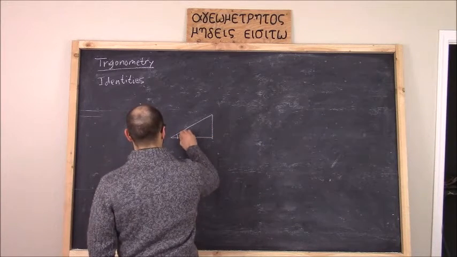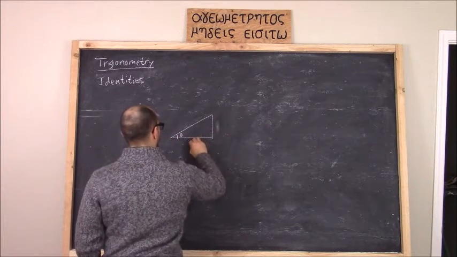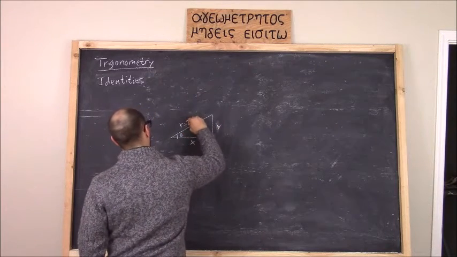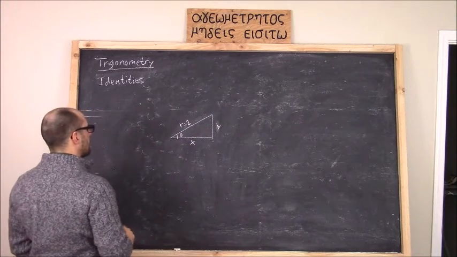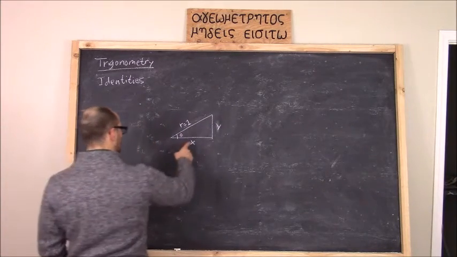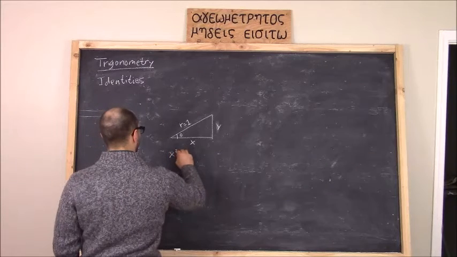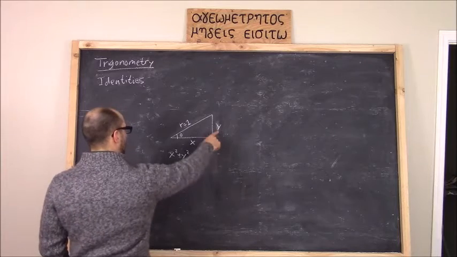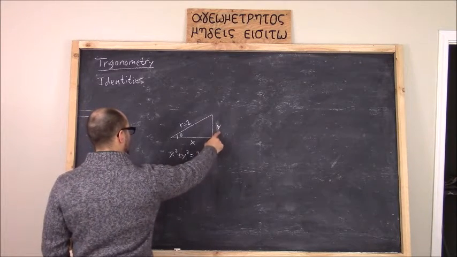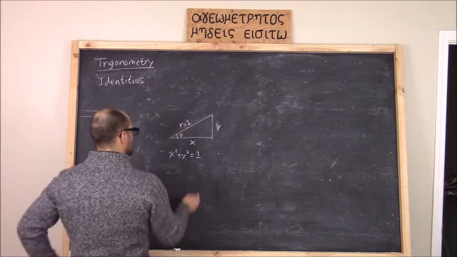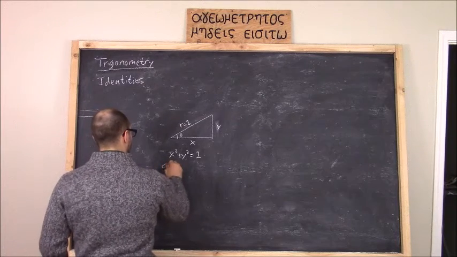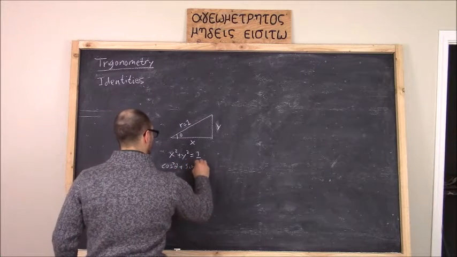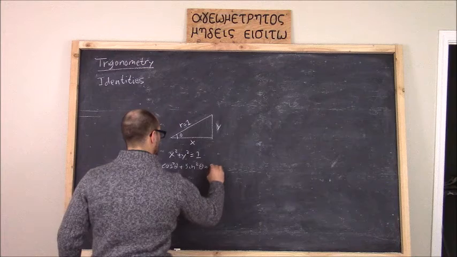This is angle theta. Remember, this is x, this is y, and we've defined the hypotenuse to be equal to 1. So by the Pythagorean theorem, x squared plus y squared is equal to 1. Now remember, y is sine theta, x is cosine theta. So it follows quite naturally that cosine squared of theta plus sine squared of theta is equal to 1.